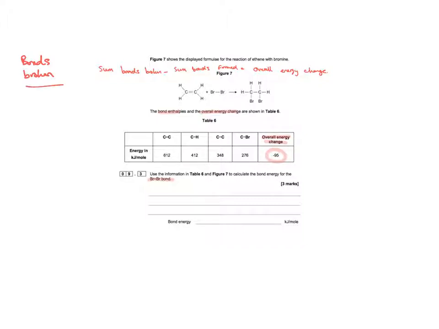So I have got one carbon-carbon double bond, so 612, and I've got 4 carbon-hydrogen bonds. I had 4 lots of 412, and they're the bonds broken for the ethene. And then I need to break the bromine-bromine bond, but I don't know it. So this is where I need to calculate it. So add my thing that I'm trying to work out.